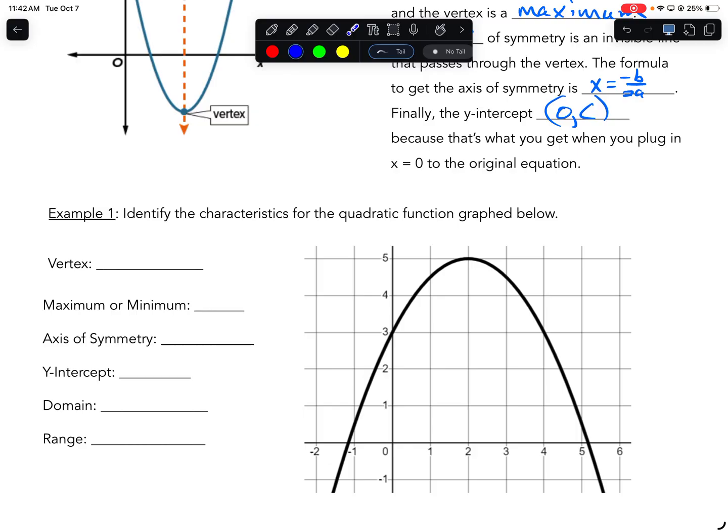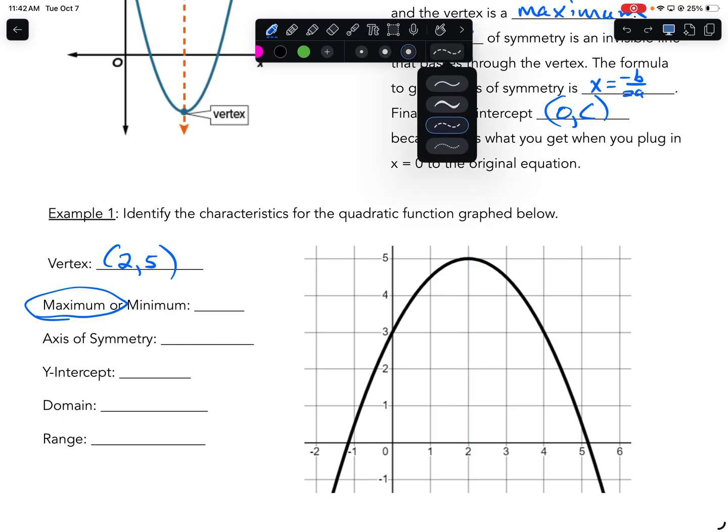So look at this graph right here. What's the vertex? What are the coordinates of that point? 2, 5. Is it a max or a min? I'm just going to circle it because it's right there. What is the equation of the axis of symmetry? There's the axis of symmetry. Normally we make it dotted. I'm going to make it dotted. Hold on. x equals what? Good.